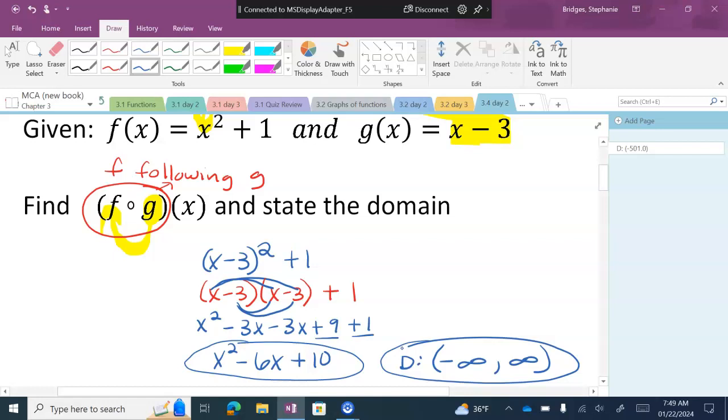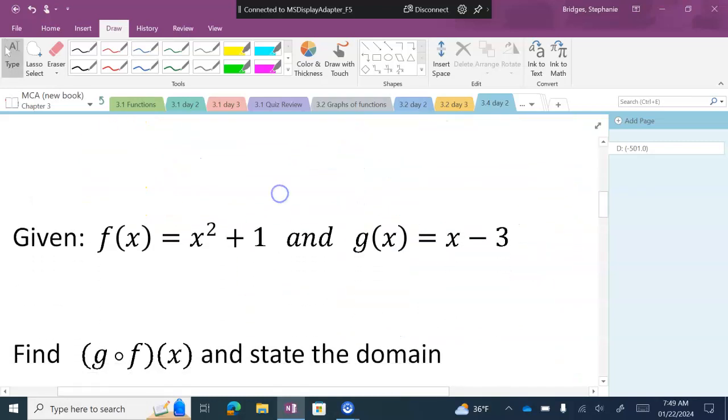Anybody have any questions so far? What a domain is. The only time we're going to have restrictions on our domain is if we have a fraction, which I don't have, and then if I have a radical, which I also don't have. So since I don't have either one of those, then I can use it. Anybody have any other questions before I move on?